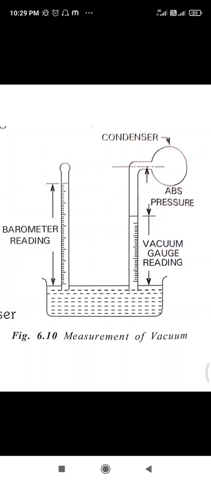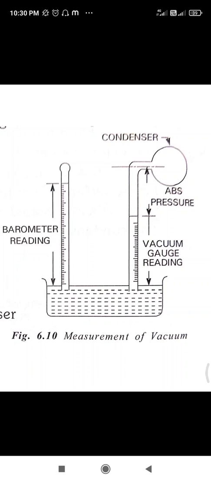Now next is the wet air extraction system. In the wet air extraction system, the wet air extraction pump removes both the condensate and air from the condenser. The pump is connected at the bottom of the condenser, whereas the dry air pump is connected at the top of the condenser.